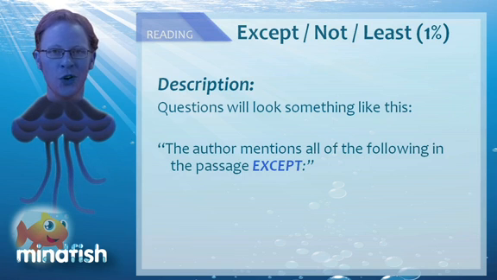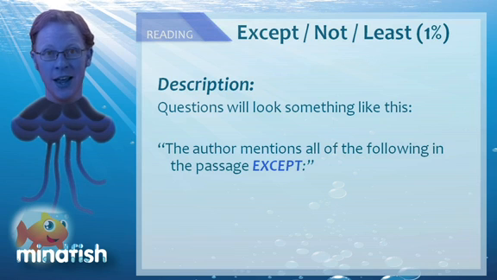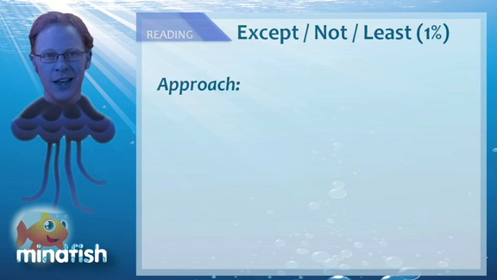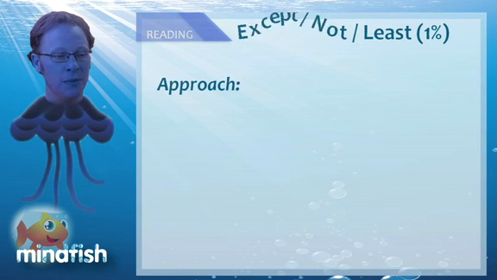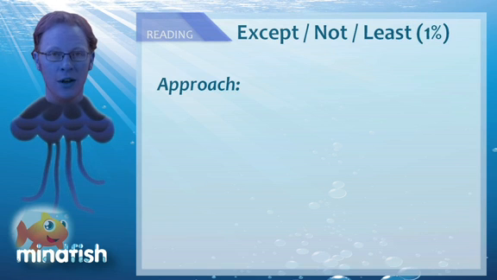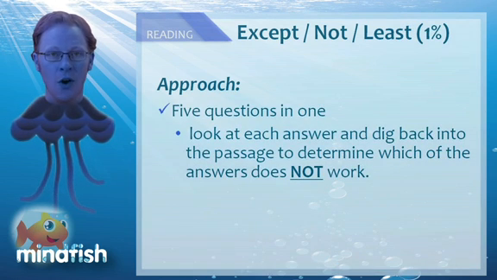Basically, these are reverse questions from the normal types of questions that you're used to doing. They're not asking you what the author does talk about or what the author's tone is, but rather what the author does not mention or what his tone is not. These questions can often be difficult because in a sense they are basically 5 questions in one. You need to look at all 5 of the answers and go back to the passage to determine which one the author does not mention.